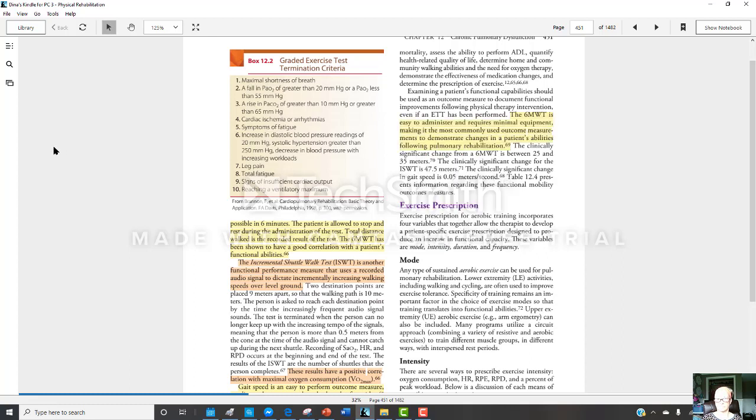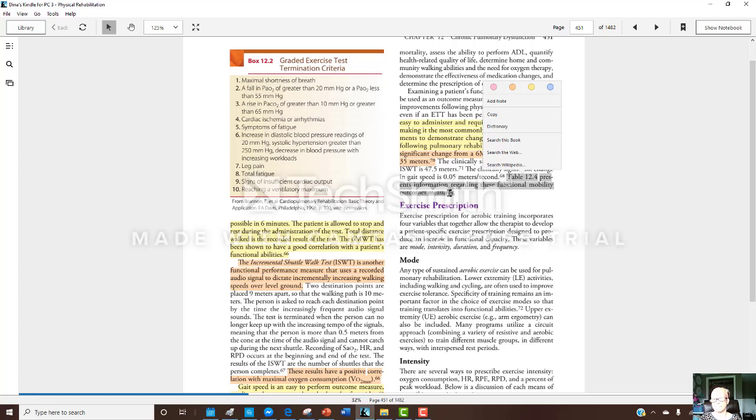69. The clinically significant change from a 6MWT is between 25 and 35 meters. 70. The clinically significant change for the ISWT is 47.5 meters. 71. The clinically significant change in gait speed is 0.05 meters per second. 68. Table 12.4 presents information regarding these functional mobility outcome measures.